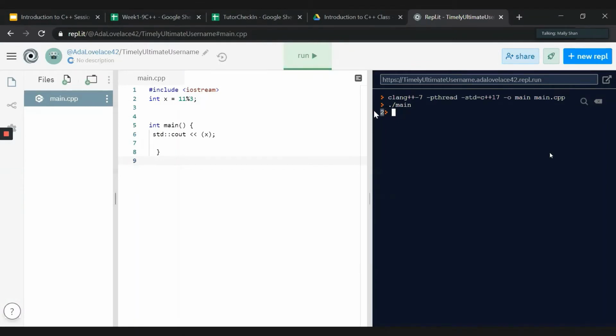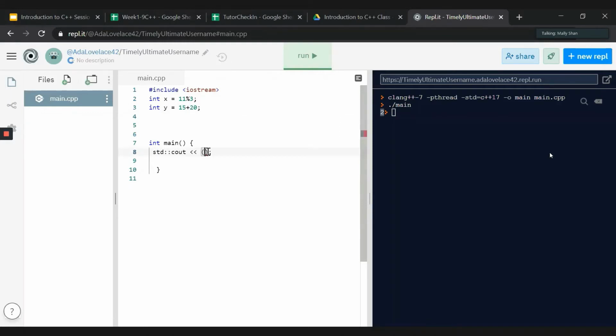So finally, you guys were able to actually do something. We were able to create an operation, a statement for our computer to do. And this is simple math. So anything you want to do, you can do int y equals 15 plus 20. Okay, so this is again addition. So if you print out y, then you should get 35.